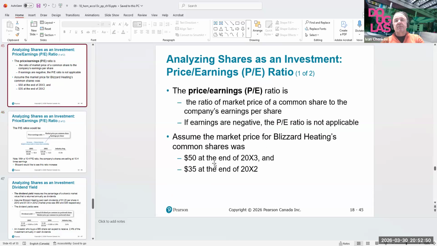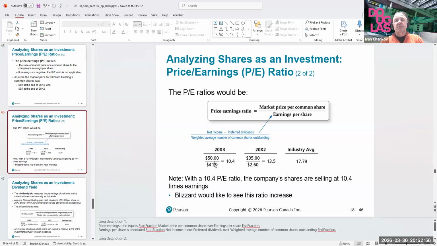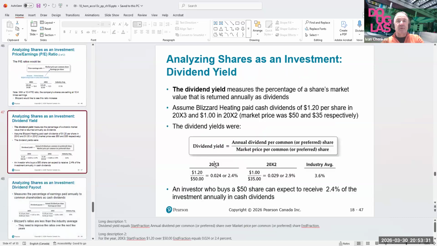Now, if the market price was 50 in 2023 and 35 in 2022, and we have the earnings per share, that means we're going to get a price earnings ratio of 10.4 for 2023 and 13.5 for 2022, where the industry average is 17.77. In this case, we want to see that ratio increase, but that's a preferable thing, which does not always happen, as you can see in this case.